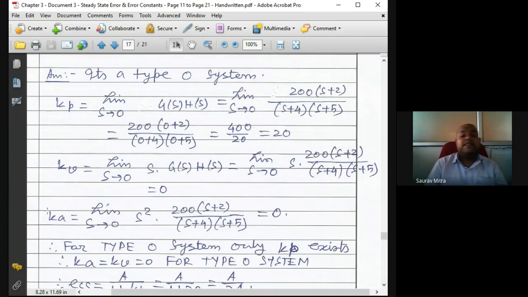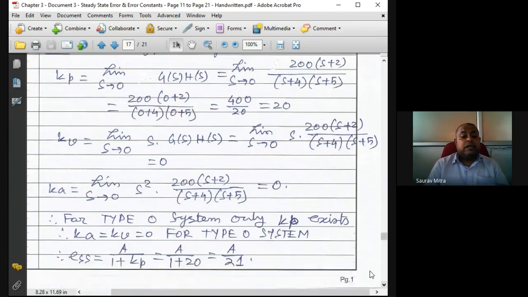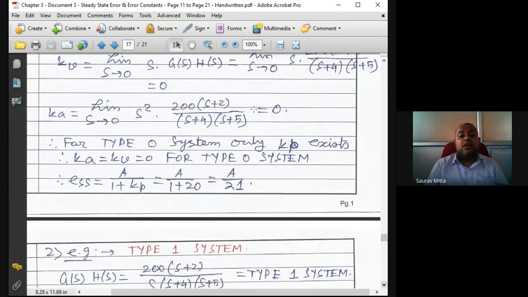Same thing will happen in the acceleration error constant. That is limit S tends to 0, S square into GSHS. Now you substitute S equal to 0. Because of this S square, you will find that the acceleration error constant for a type 0 system will also be equal to 0. So what we have found is, for a type 0 system, Kp is 20, Kv is 0 and Ka is 0. Now for this type 0 system, only Kp exists. Ka and Kv are equal to 0 for this type 0 system.